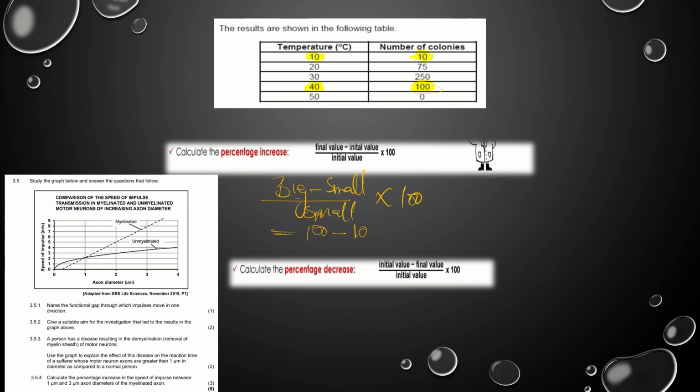100 minus 10. What is the bigger value? 100. What is the smaller value? 10. And then divide by the small value, which is 10. Multiply by 100. You're going to pause and check what is the value here. And then the value that you get, you write it in percentages. Please do not be frustrated when the value that you get is above 100. Under percentage increase and decrease, we can have values above 100%. You can get 101, you can get 250, you can get any value above 100.